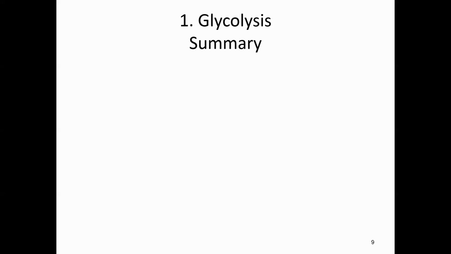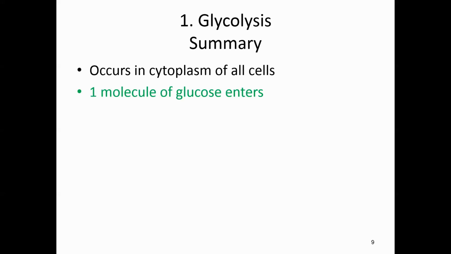So the major steps in glycolysis: in the cytoplasm of both eukaryotes and prokaryotes, we have glucose coming in. We burn 2 ATPs to add activation energy. So these are going to add activation energy to the reaction.